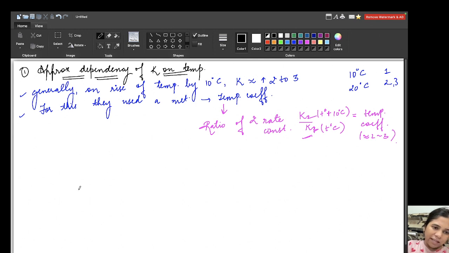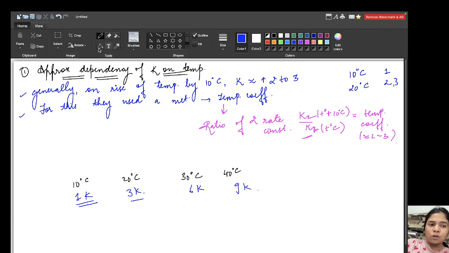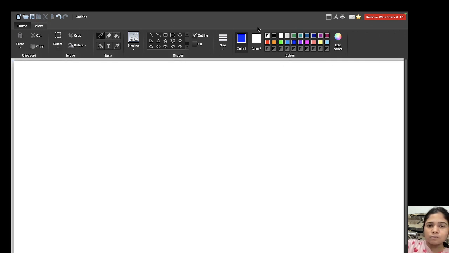For example, let's say I have 10 degrees Celsius, 20 degrees Celsius, 30 degrees Celsius. What are you doing? You're increasing the temperature by 10 degrees Celsius every time, right? Here if you have 1 as the K value, here your temperature coefficient might be 3. Here it will be 6, here it will be 9 and so on, right? We'll do one question based on this approx dependency of K on temperature.